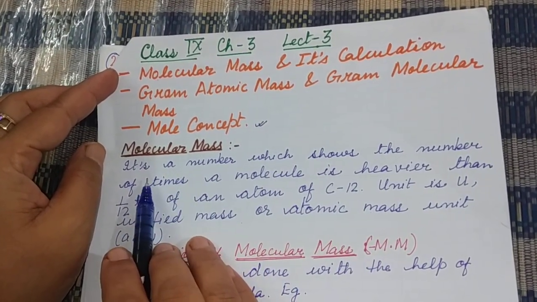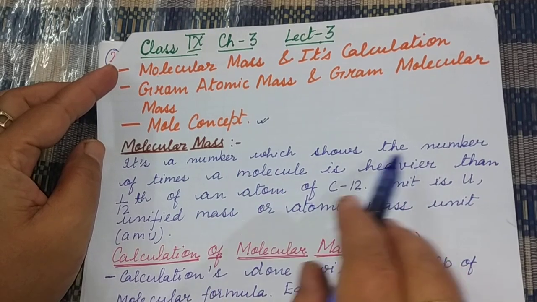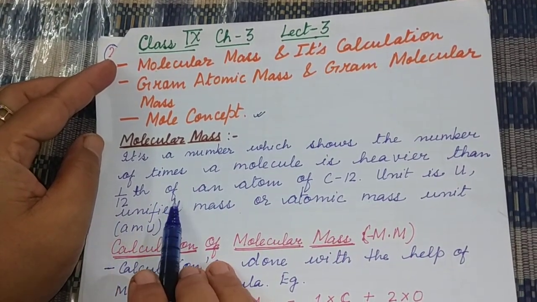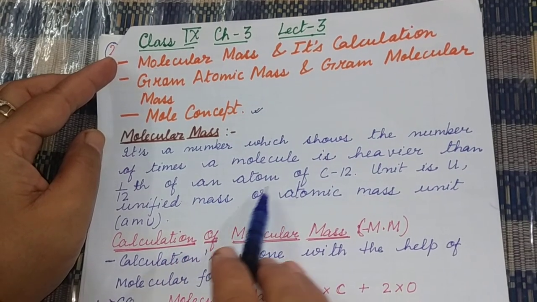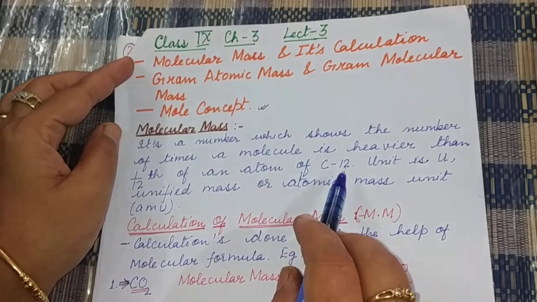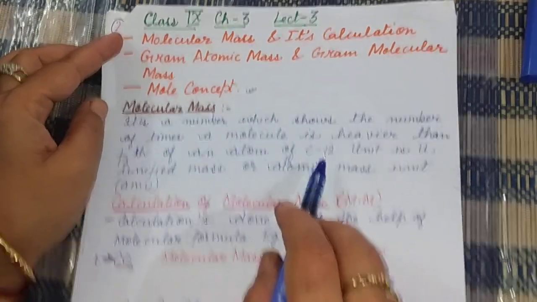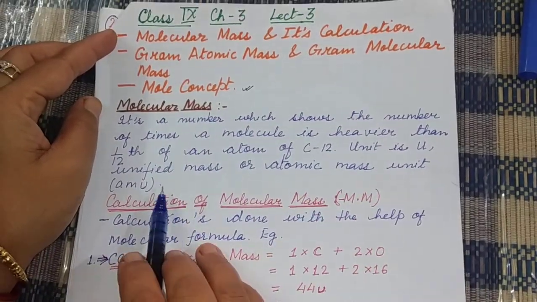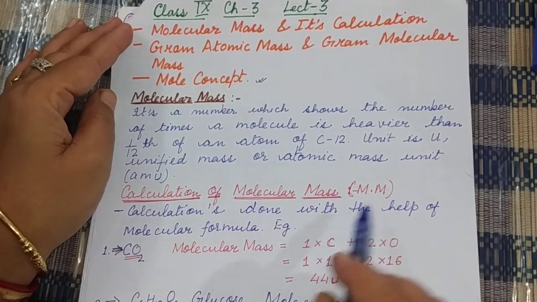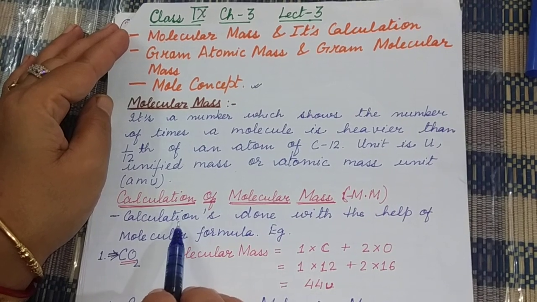Molecular mass is just a number which shows how many times a particular molecule is heavier than 1/12 of an atom of carbon 12. It shows how many times a particular molecule is heavier than 1/12 of an atom of carbon 12. And the unit for molecular mass, as you know, is unified mass, or U, or AMU, atomic mass unit.